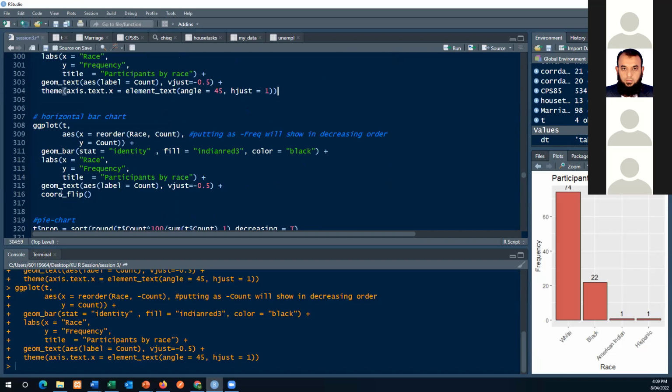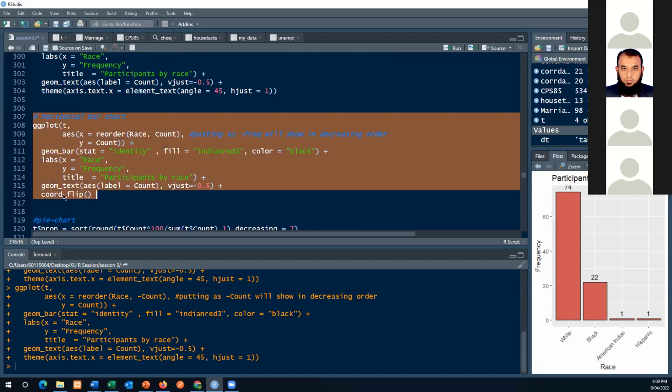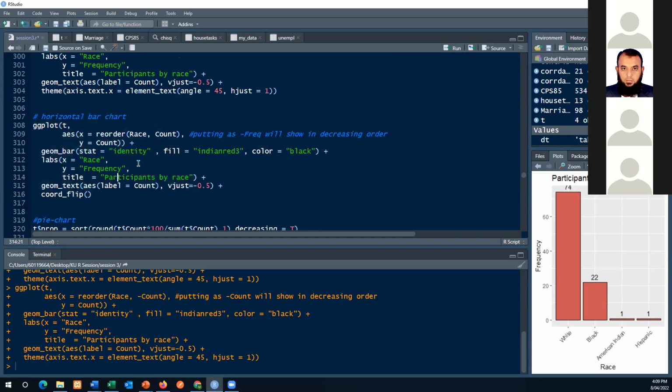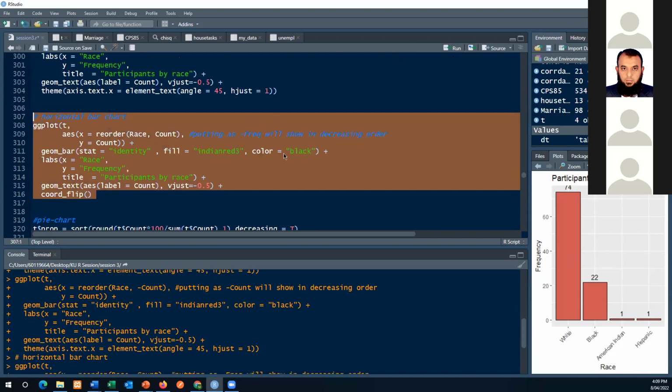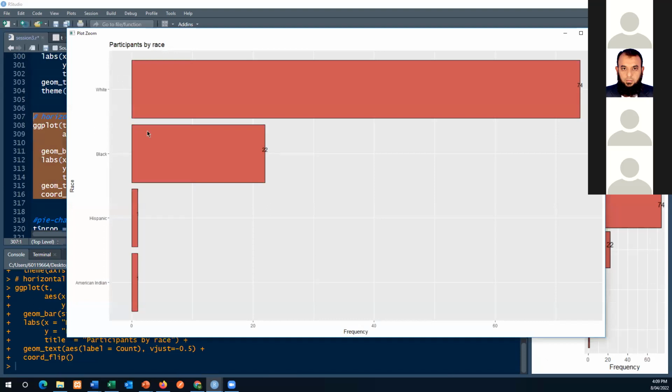Now we can do the horizontal bar chart the same way. The only catch is the coordinate flip. It is exactly the same as above, but with a coordinate flip we flip it to the left, so you can see it will be like this. Our x-axis becomes y, and the y-axis becomes x.